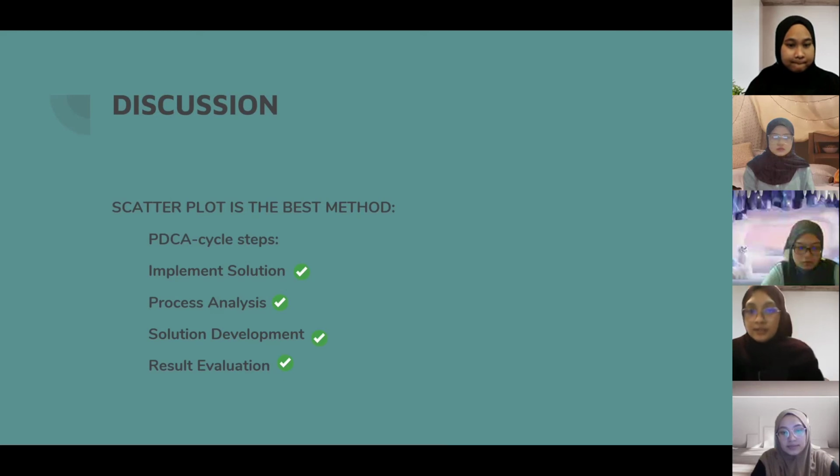Next, we're going to discuss the relationship between the PDCA cycle and QC tools. Basically, the PDCA cycle is a process for continually improving products, people, and services. The scatterplot is the best method because it applies almost all of the PDCA cycle more than other methods, which are implementing solution, process analysis, solution development, and result evaluation.